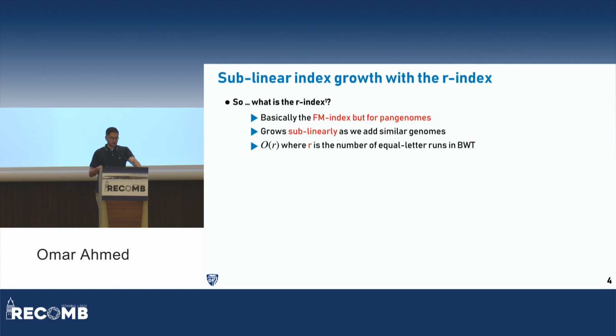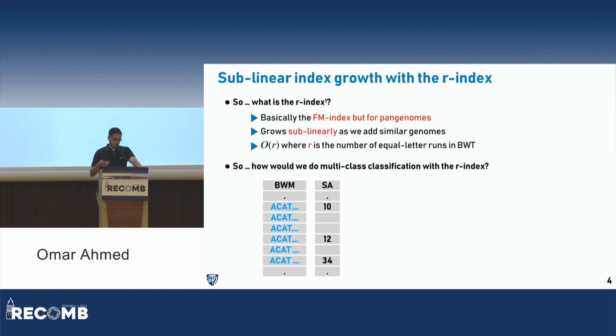So with the r-index, if we wanted to do something like multi-class classification, like taxonomic classification, how could we do it theoretically? Well, we could do the standard backward search algorithm where you have a Burrows-Wheeler matrix. Say you're looking for the pattern ACAT. You do backward search, and you see you have this range. And then you could do a locate query for each occurrence, and then track that back to what genome it came from.